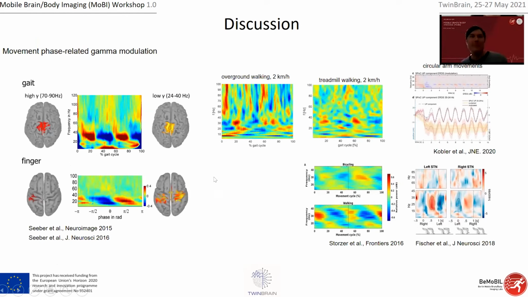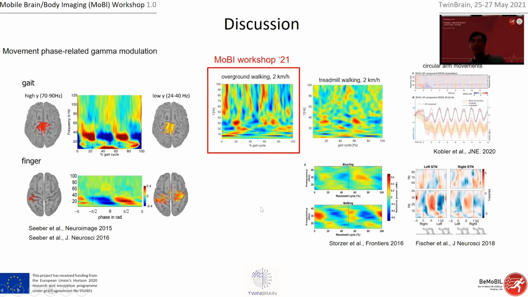I mean, this is the slide I'm always showing for gait, finger tapping, circular arm movements, tapping your legs in the STN, bicycling, treadmill walking in Lausanne. You can just add this image now to the hallmark of replication studies we did. This is from the MoBI workshop 21. This one uses your data set and the very, very simple pipeline I'll just share with you. It's just like one band member of the club here.